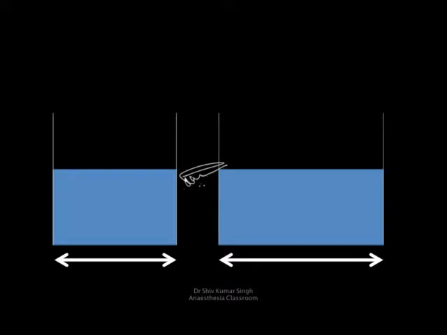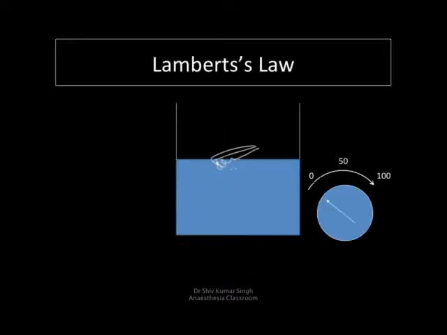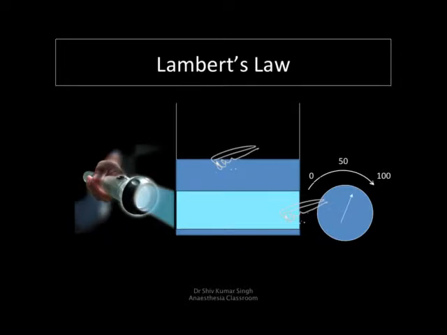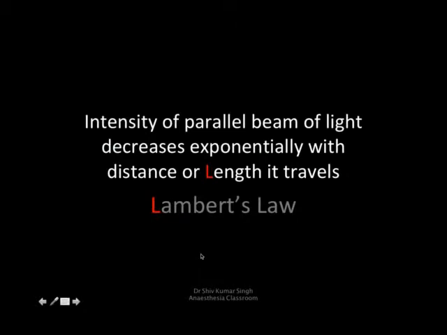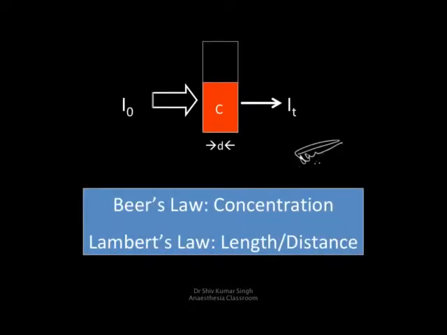Now let's take two beakers of different sizes but containing a substance of the same concentration. When we shine a light through the first beaker, a certain amount is absorbed, and the intensity recorded is reduced. But when we shine the light through the larger beaker, the amount of light absorbed is increased further and the intensity recorded is much lower than the first one. And that's because the light has to travel through a longer distance. So Lambert's law states that the intensity of a parallel beam of light decreases exponentially with the distance or length it travels through. So in simple terms, Beer's law relates to concentration.